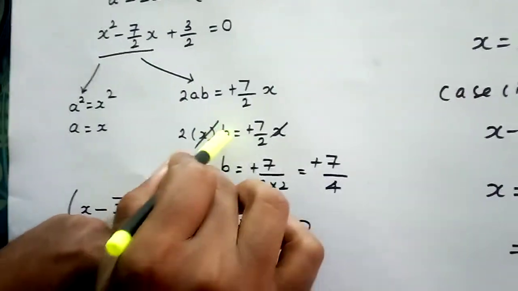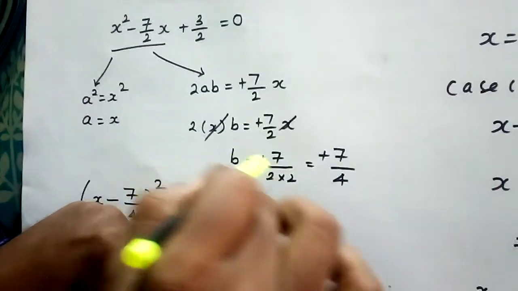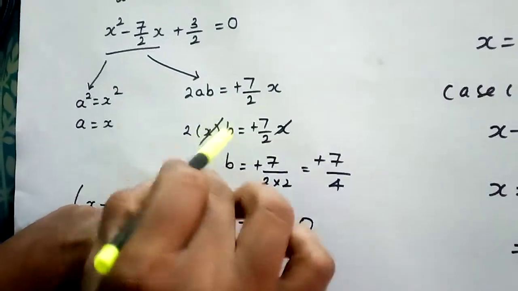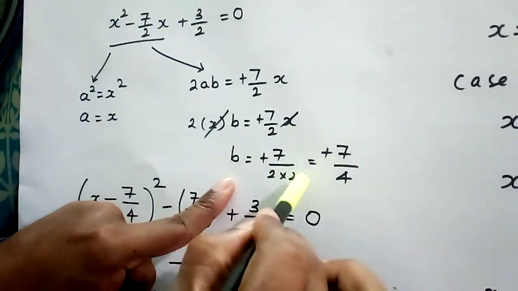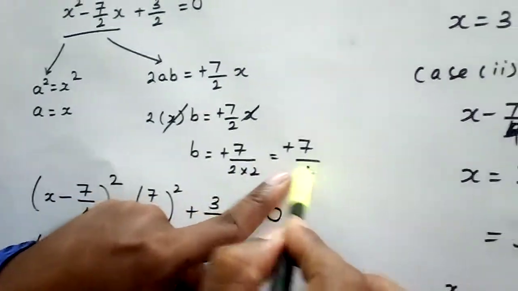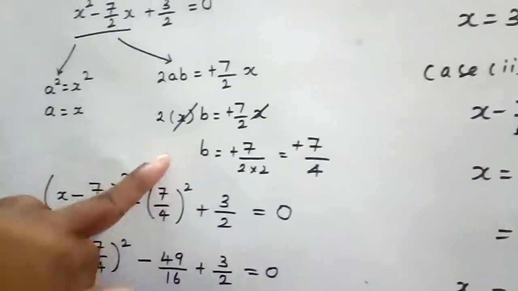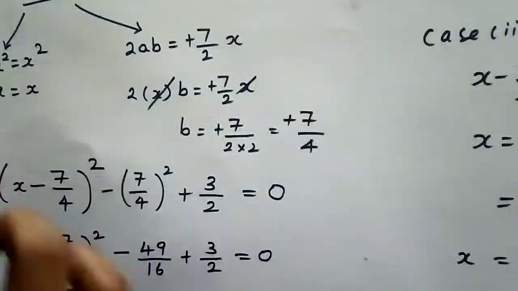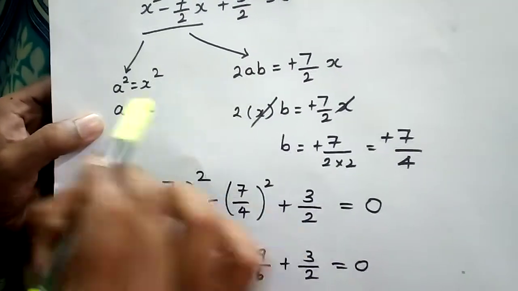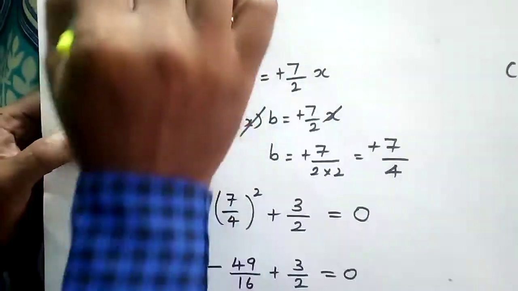Next we come to b. You have to find the value of b. So b comes from the constant: we divide the denominator, 7 by 2 into 2, and finally you get 7 by 4. So the constant term gives b = 7/4 and a = x. Now you have the a value and the b value.